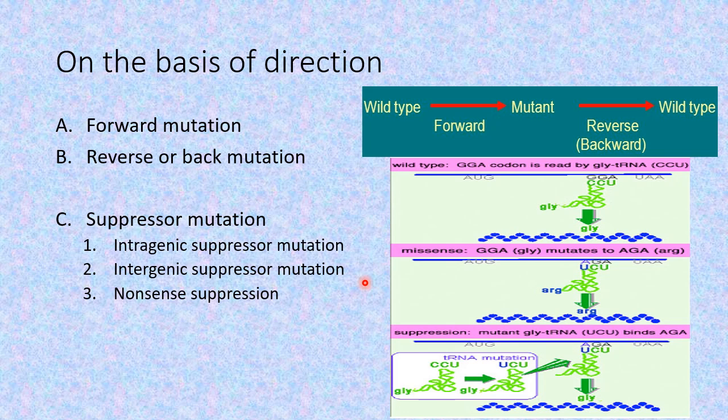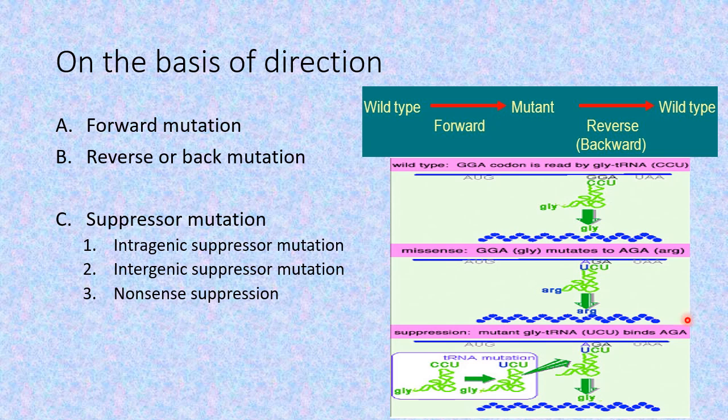It suppresses the effect of mutation at some other point within the genome, in the same gene or in some other gene. Or it may be a nonsense suppression. This is the case when a mutation takes over the function, or continues the translation process of some other gene. That is, because of this mutation, the stop codon is jumped over.